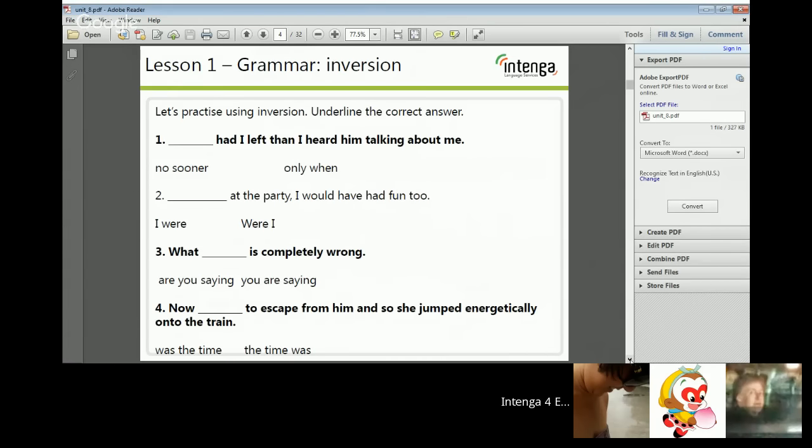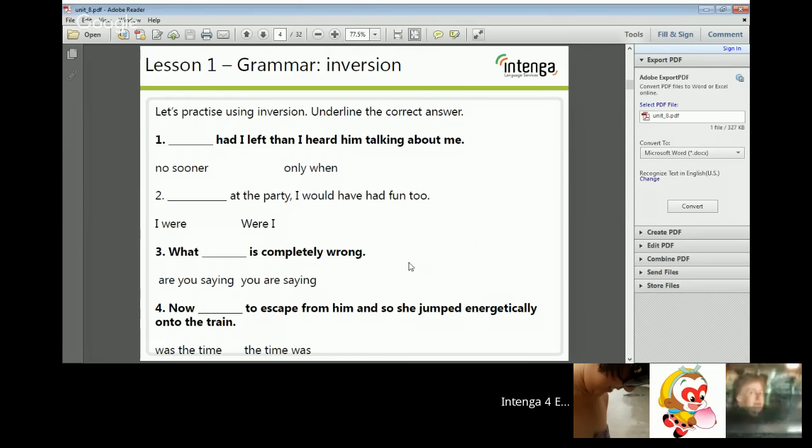So it doesn't look like Chenhu is there. Elle, would you read number 2, please? Okay. Blank at the party, I would have had fun too. The second one, were I? Good. Were I at the party? Okay, and so this normally could be, if I were at the party, I would have had fun too. Very good.